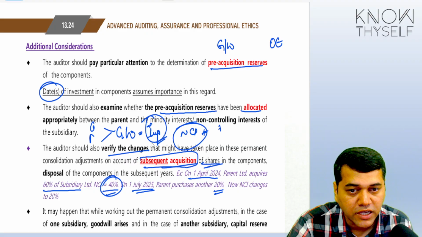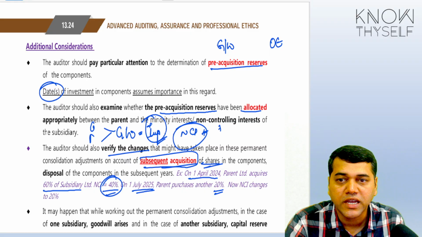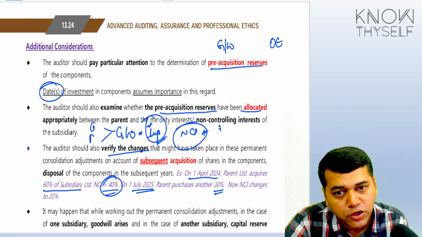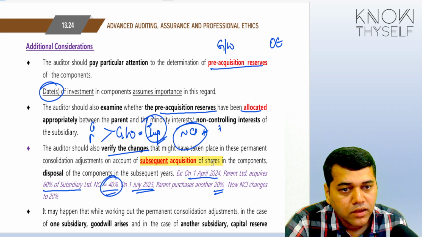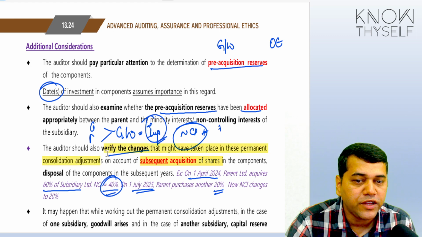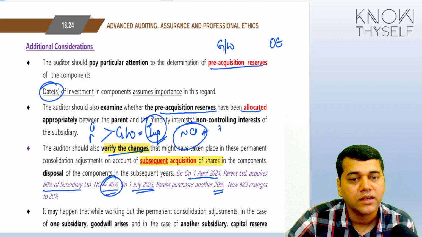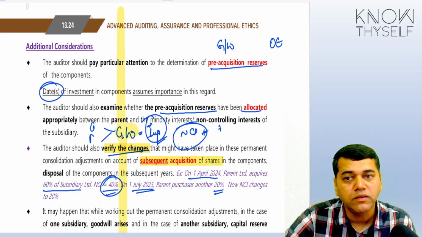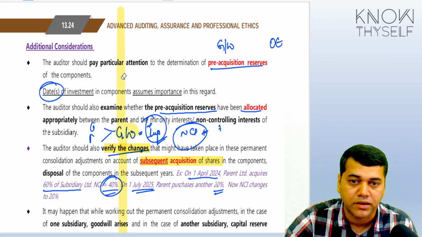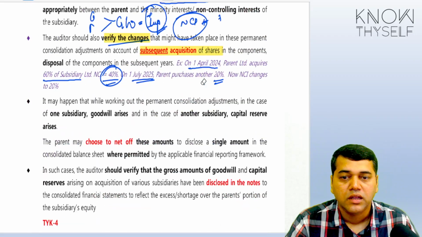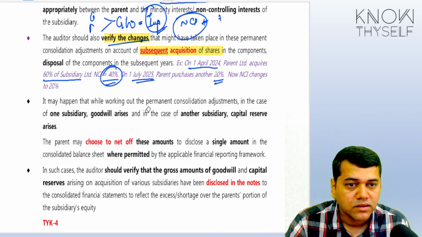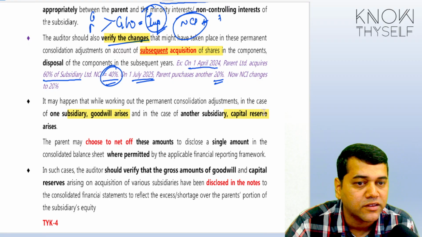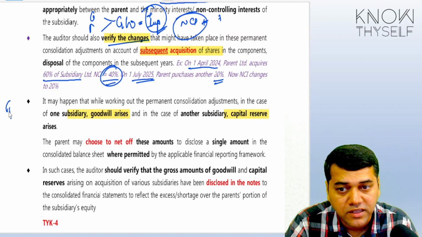I'm sorry, students, I was talking about the goodwill and all, but they are talking about the subsequent acquisition of the shares. So once you have acquired, and subsequently you acquire additional shares or dispose of them, then you have to verify that the changes have properly happened in the NCI. Subsequent acquisitions are not going to change your goodwill. Goodwill will change only when impairment happens, or otherwise when you sell the subsidiary. Now, it may so happen that in one case goodwill arises and in another case capital reserve arises. You remember, students, in FR there is one problem.